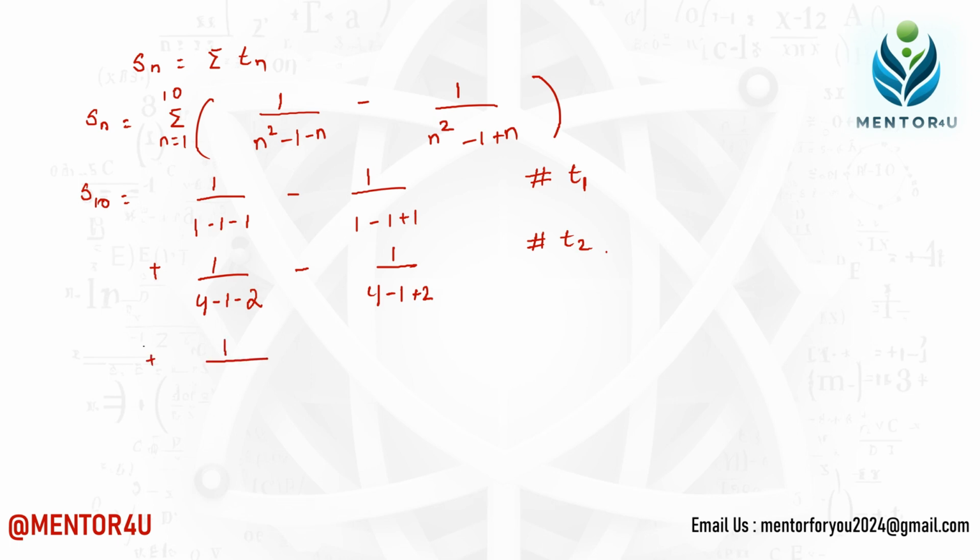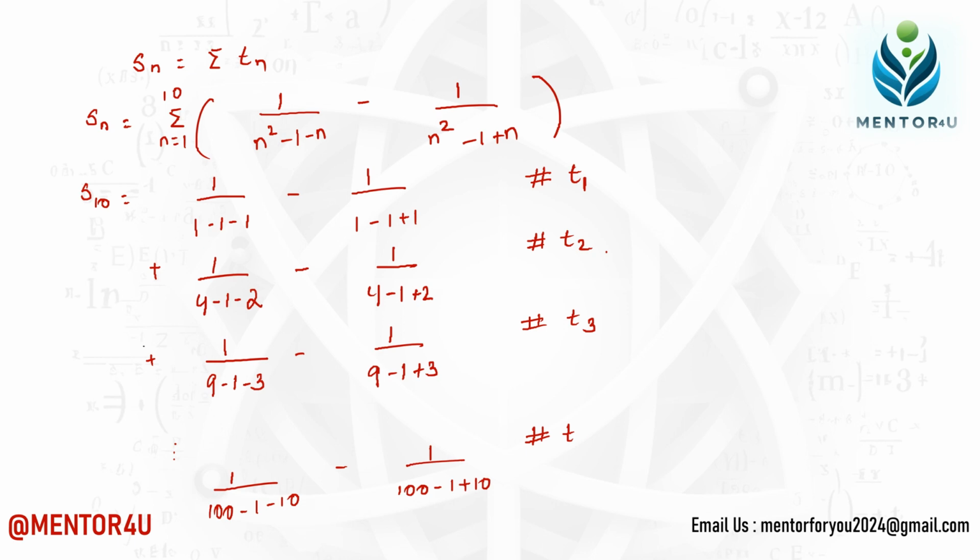Now the third term will be 1 divided by 9 minus 1 minus 3, minus 1 divided by 9 minus 1 plus 3. That's the third term. Similarly, what will be the nth term, or the 10th term over here? It will be 1 divided by 100 minus 1 minus 10, minus 1 divided by 100 minus 1 plus 10. That's it. So we just solve them and add it.